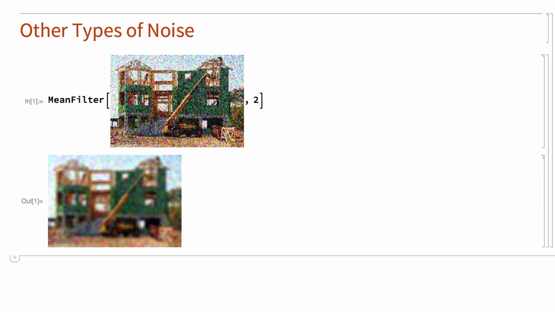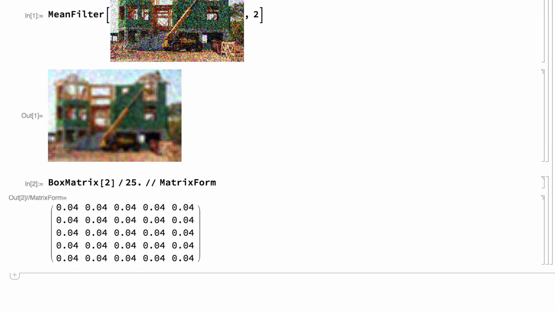The mean filter is an example of a common type of image operation called image convolution. Convolution is the mathematical term for replacing each pixel with a weighted average of nearby pixels. The matrix of numbers that gives the weights for the weighted average is called the convolution kernel. For the mean filter, the convolution kernel is a matrix like this one where the weights are all the same and add up to 1.